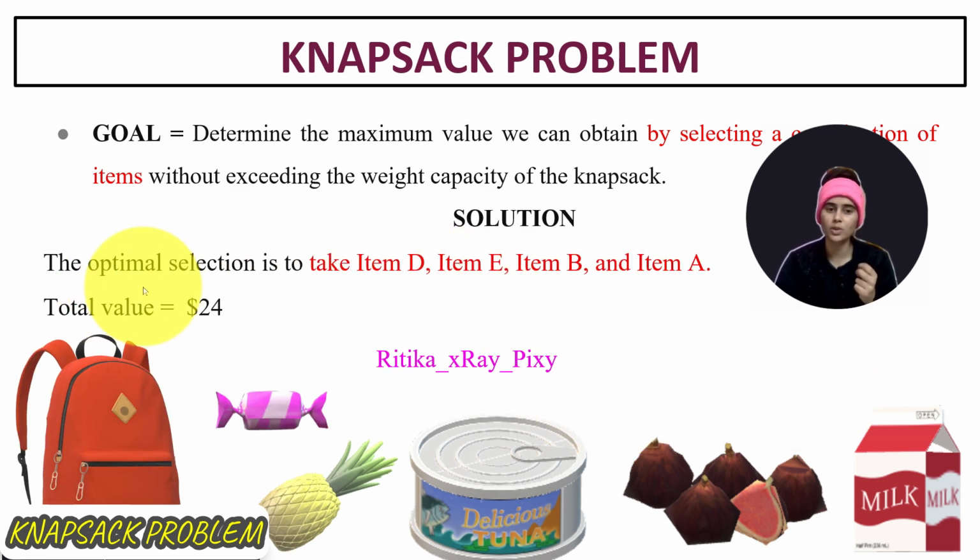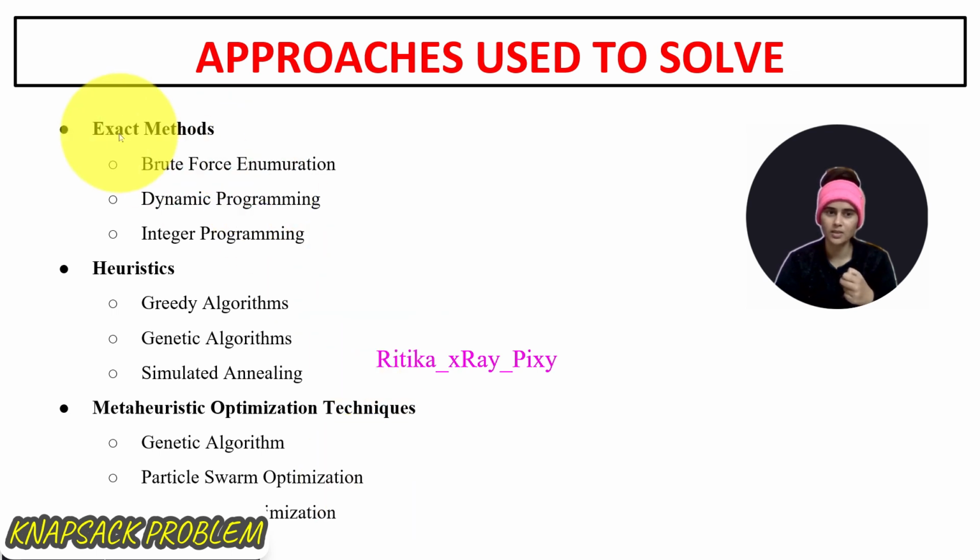So here for this problem the optimal selection is to take item D, E, B and A. So you can see item C is not taken and total value we got here 25. So like that we can form a number of combinations for the items using these methods. Either we can use exact methods, heuristics or meta-heuristics. They will give you the optimal solution after a number of iterations.